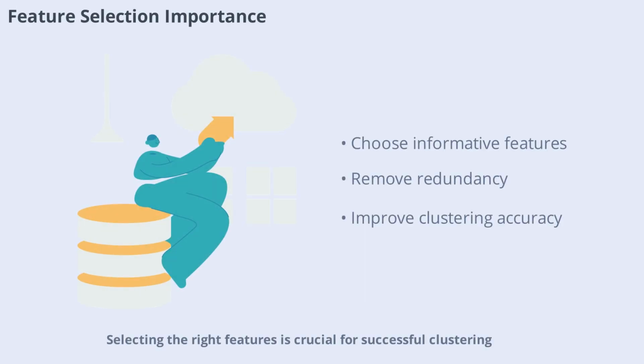Selecting the right features is crucial for successful clustering. Irrelevant or redundant features can confuse the algorithm and lead to poor results. Feature selection techniques such as correlation analysis or principal component analysis help identify the most informative variables for clustering.